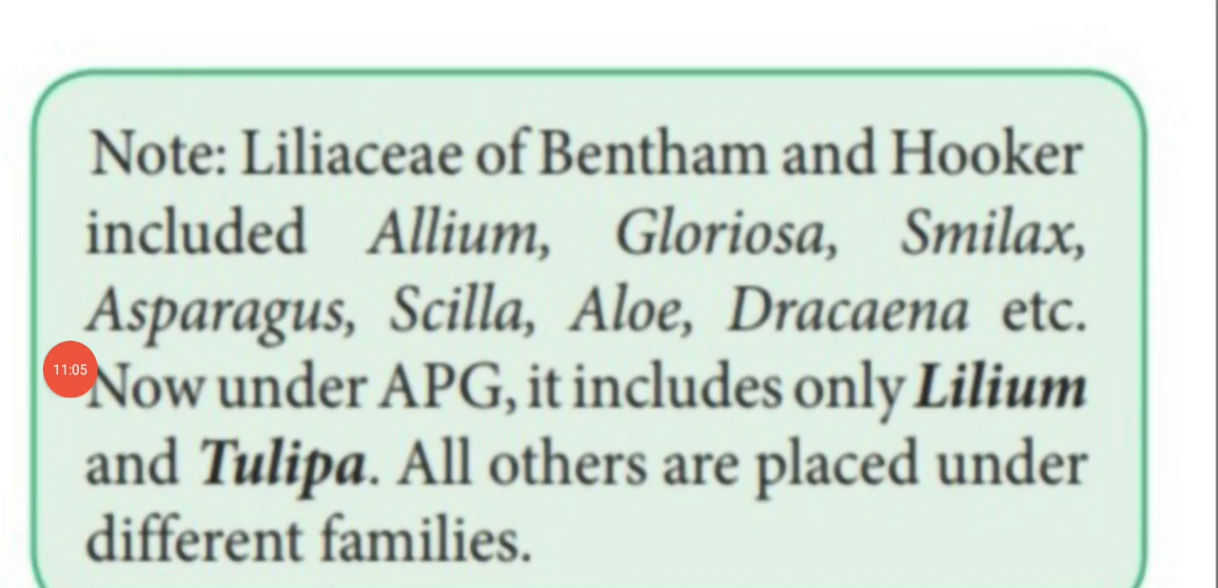Dear students, see the note given by the scientists. Liliaceae of Bentham and Hooker included different plant members, that is Allium, Gloriosa, Smilax, Asparagus, Scilla, Aloe, Dracaena, etc. Now, according to APG 4 groups, it contains only Lilium and Tulipa. Other plants are placed under different families.